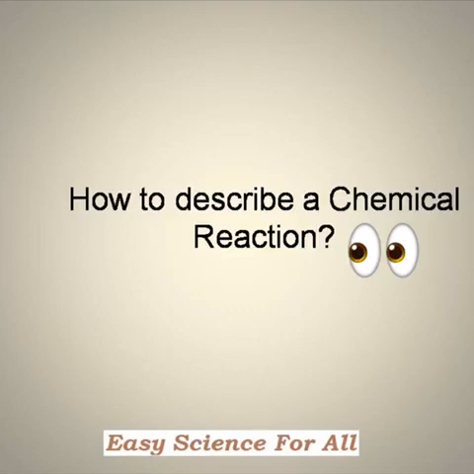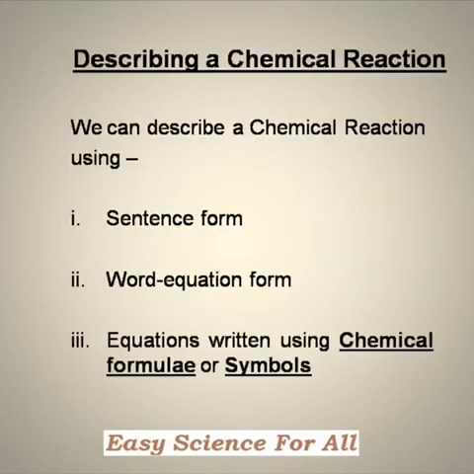Till now, we have discussed chemical equations. Now, the next question that comes to mind is how to describe a chemical reaction. We can describe a chemical reaction using any of the following three forms, that is, the sentence form, the word equation form, or writing equations using chemical symbols.